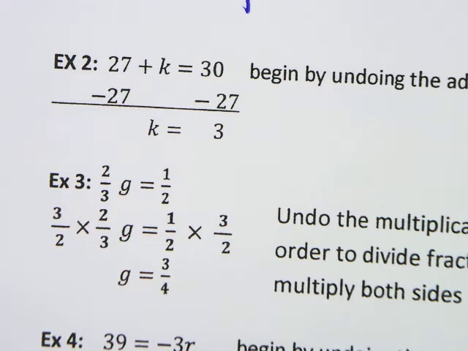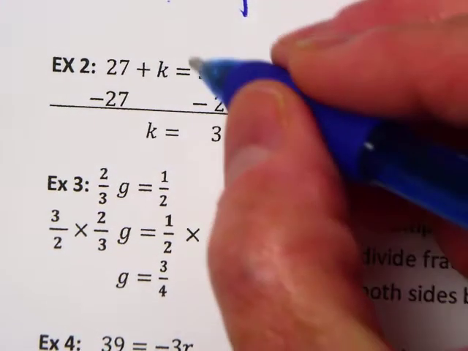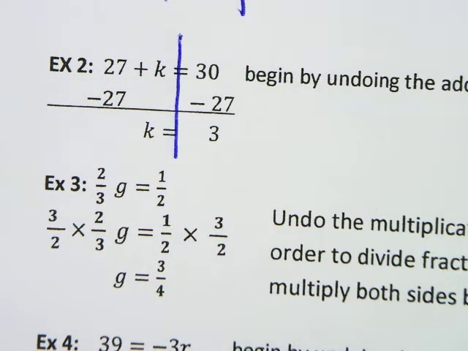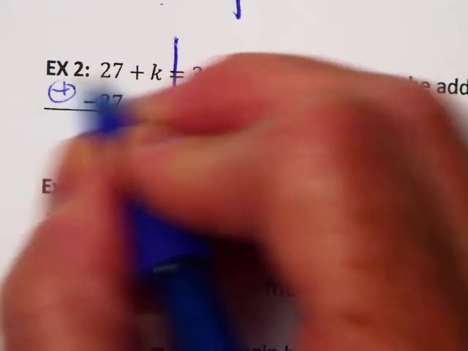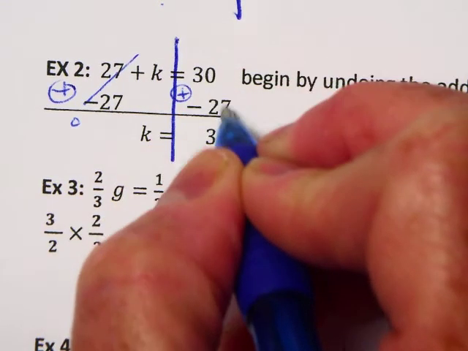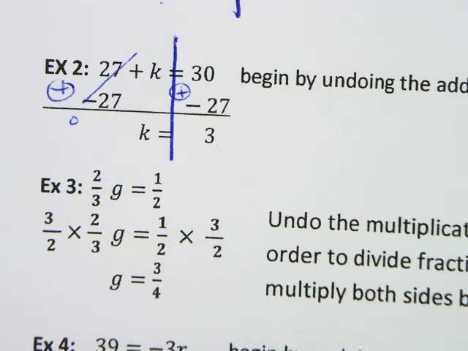Okay? Find the creepy stalker. Which room's he in? Left or right? Left. All right. So I'm looking on the left-hand side where the variable is. What do you see that's there that needs to be gone? The positive 27 needs to leave, so I need to put a minus 27 on both sides, and then I add them together. So if I add these two together, they create a 0. If I add these two together, I get a positive 3.